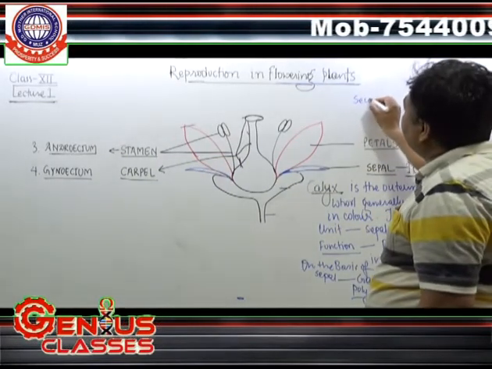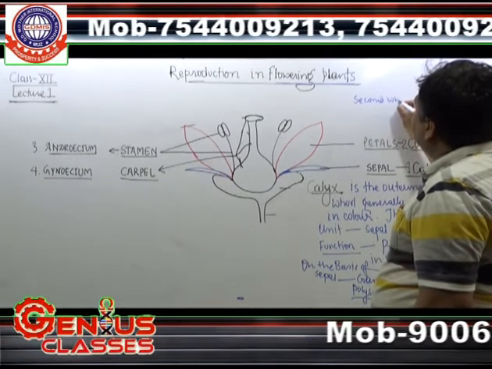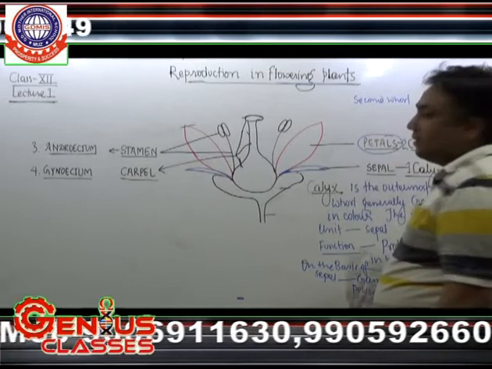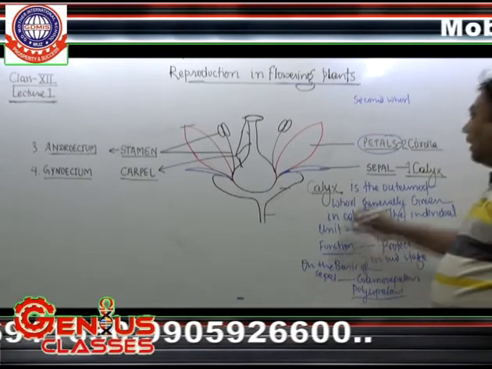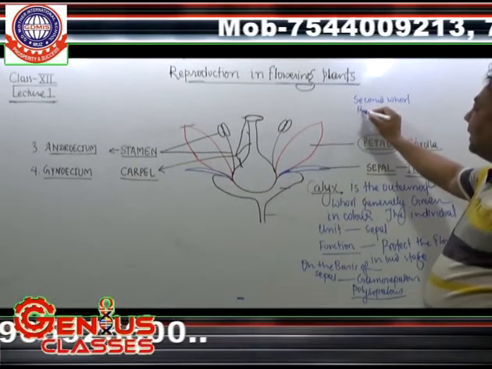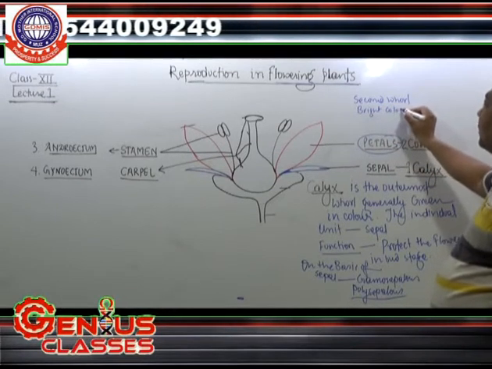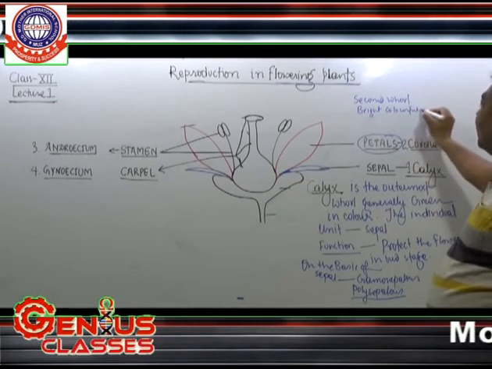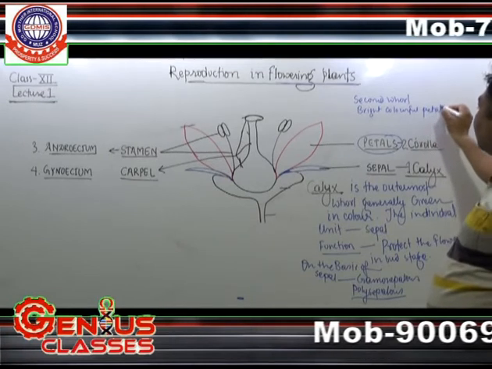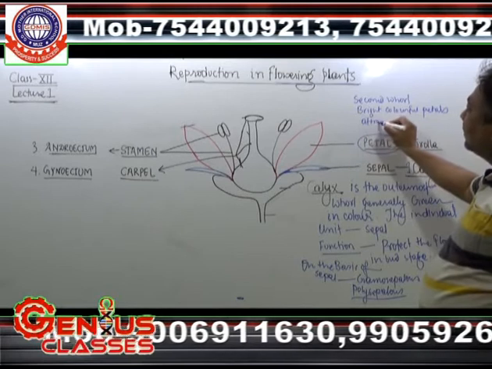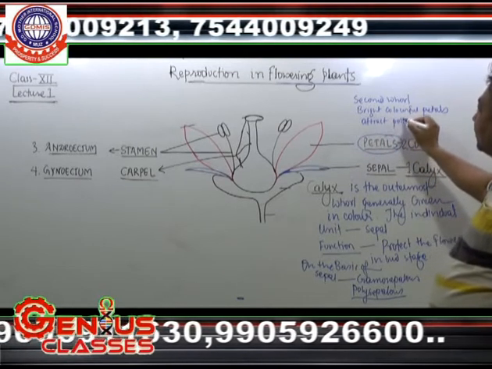So, corolla is the second whorl, and the individual unit is called petal. Bright, colorful petals attract pollinators.